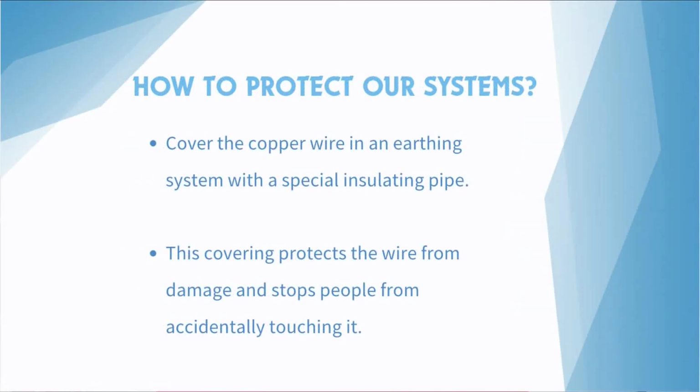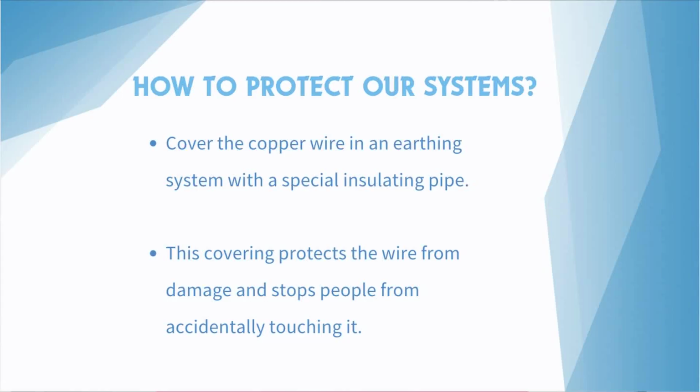So how do we protect our systems at our home? To keep everything safe, we cover the copper wire in an earthing system with a special insulating pipe. This covering protects the wire from damage and stops people from touching it.